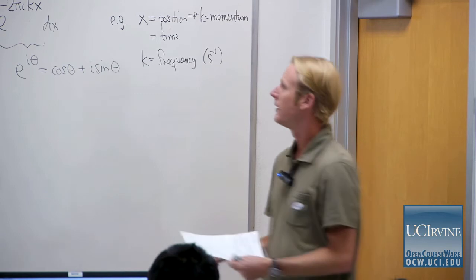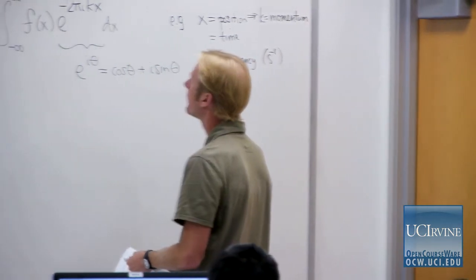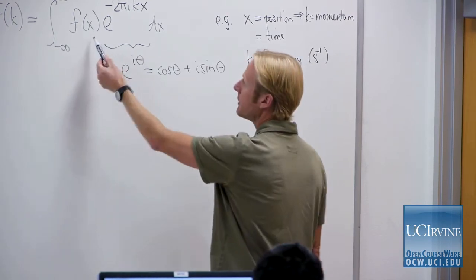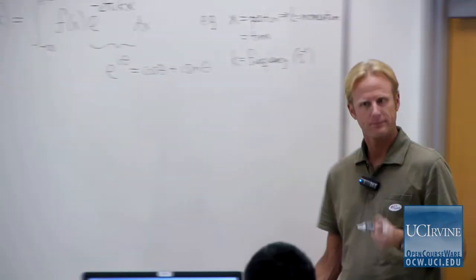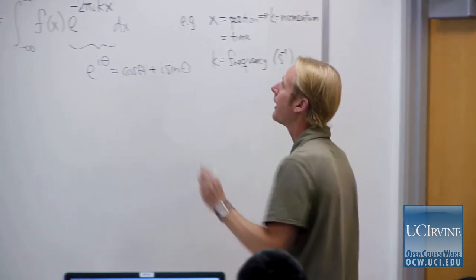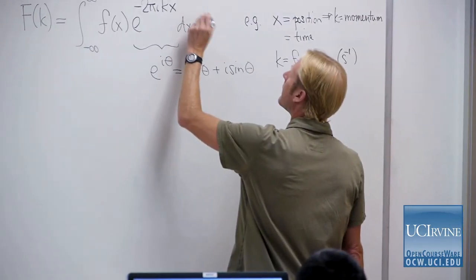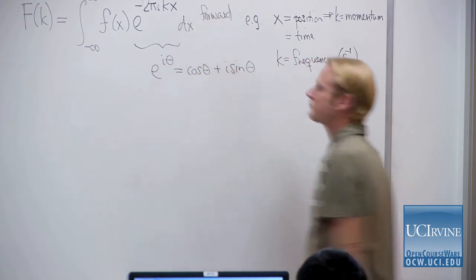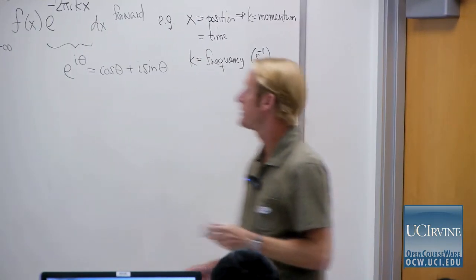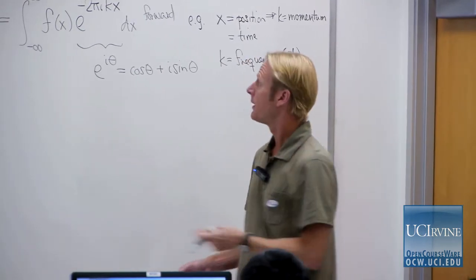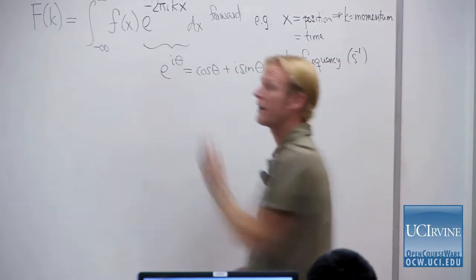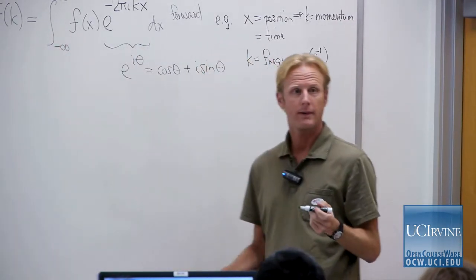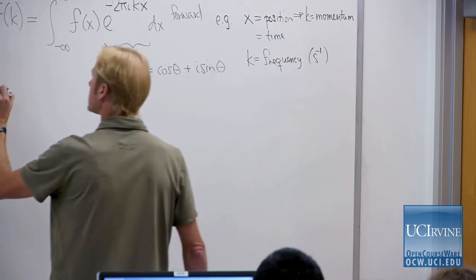Okay, so this process here would take, if x was equal to time, a function of time and turn it into a function of frequency. All right? And this is what we call the forward Fourier transform. And it's actually invertible. So if you know F of k, you can recover f of x. Or if you know f of x, you can recover F of k. Okay? And the reverse just looks like this.